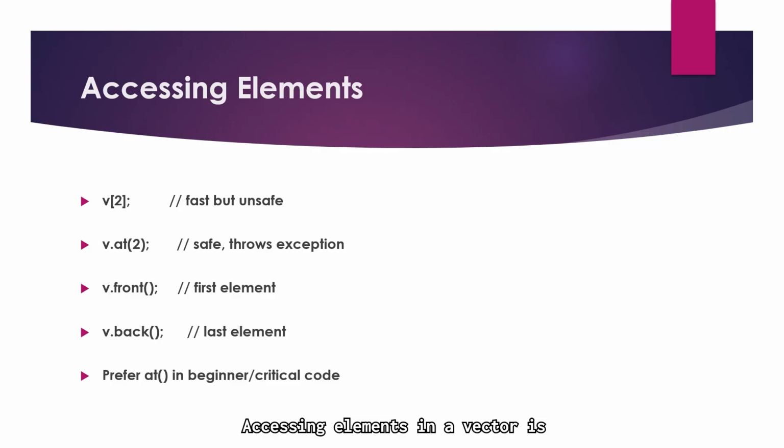Accessing elements in a vector is intuitive. We can use the square bracket notation like v[i] for fast access, but it does not perform bounds checking. If we go out of range, it can crash our program. For safer access, we use v.at(i), which throws an exception if the index is out of bounds. We also have v.front() and v.back() to quickly get the first and last elements. For robust and production-ready code, we prefer using at() unless performance is absolutely critical.